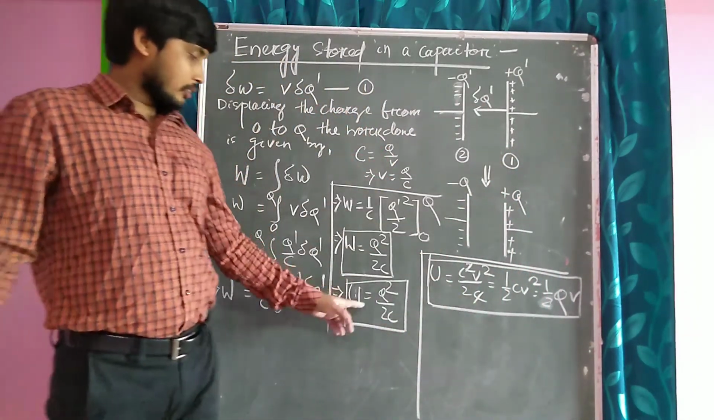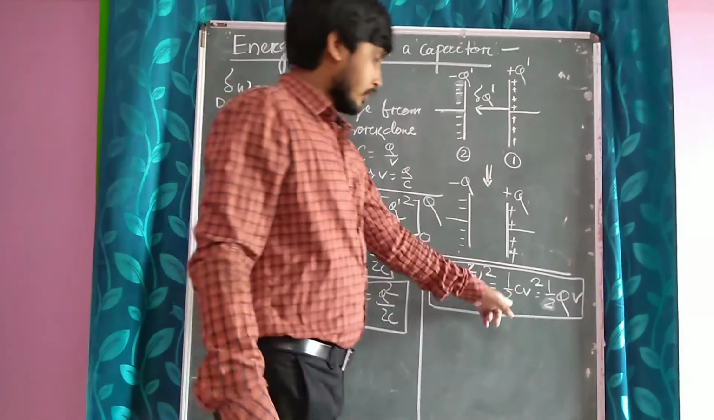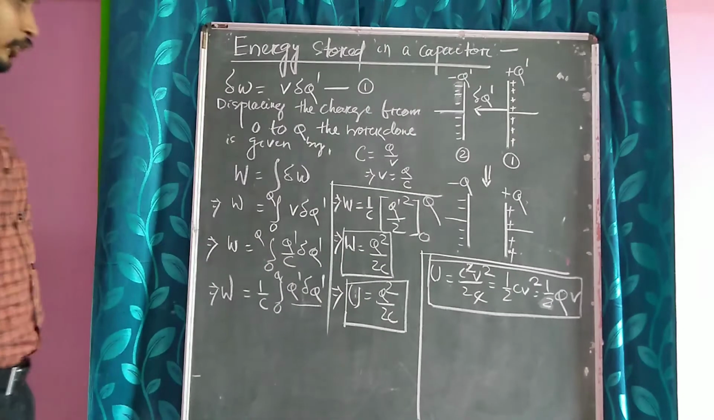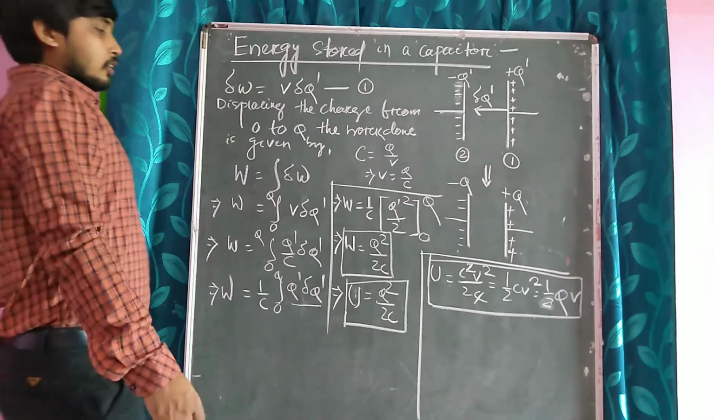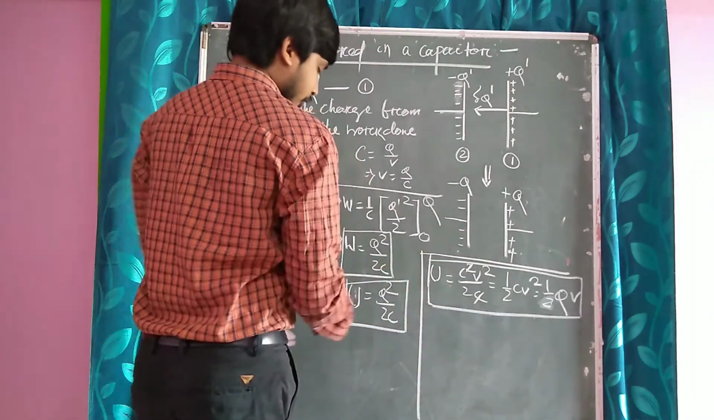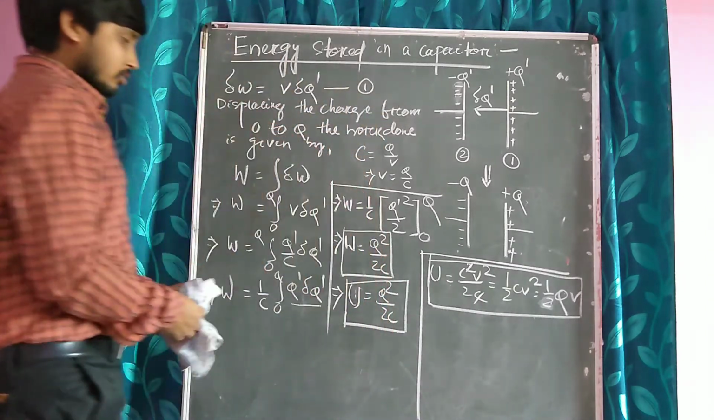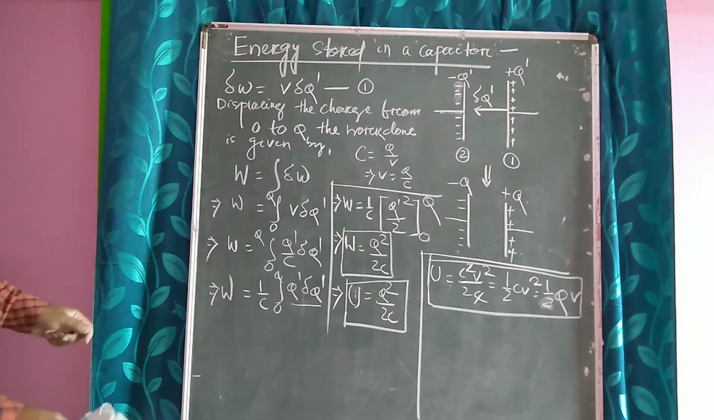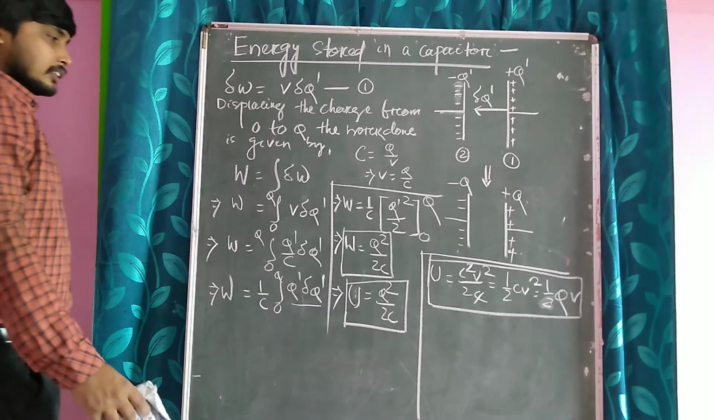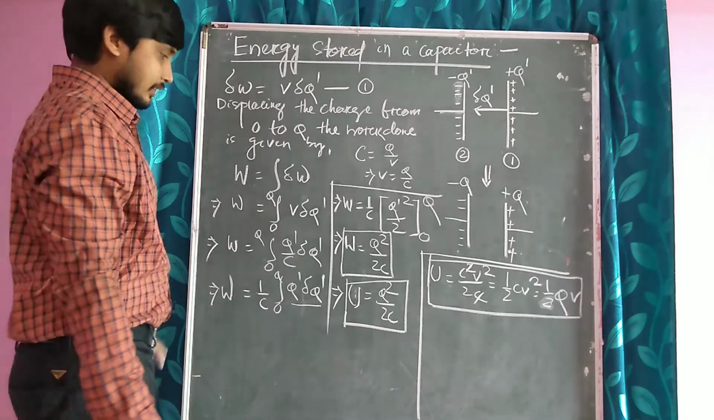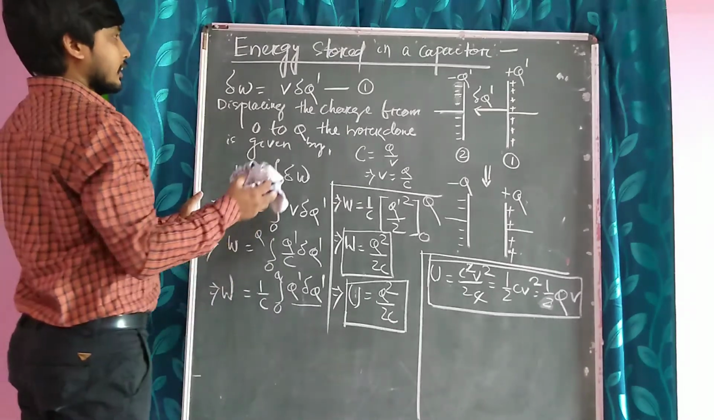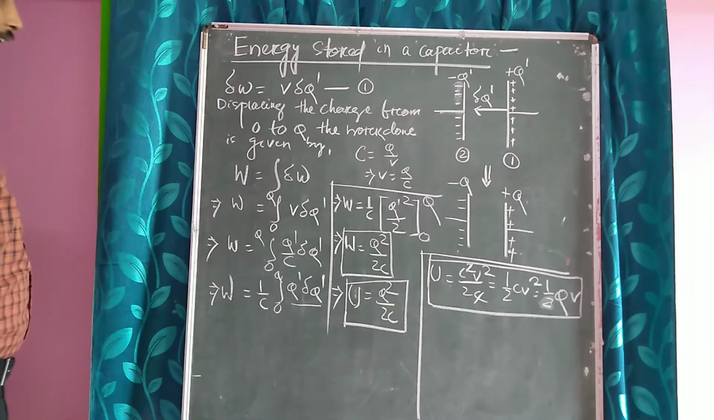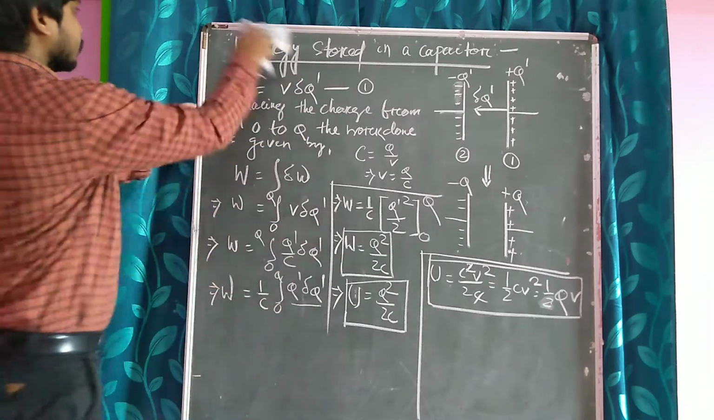You can use the formula Q square by 2C or half CV square or half Q into V. In your problem, whatever situation is given to you, accordingly you use the formulas for the energy stored in the capacitors. Then next we will discuss the energy density. Is it clear? So the next heading will be the energy density.